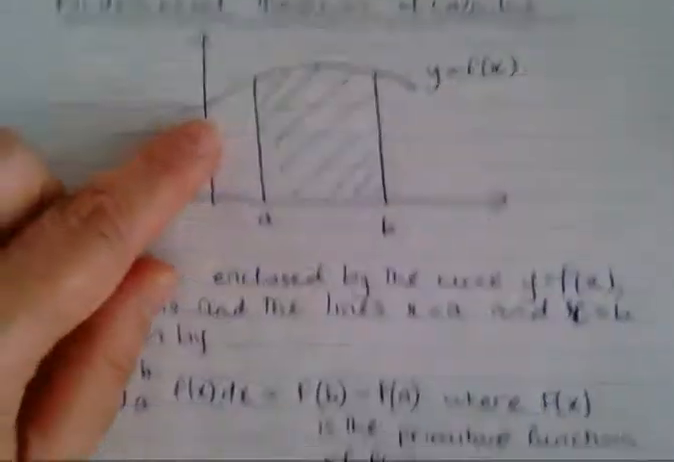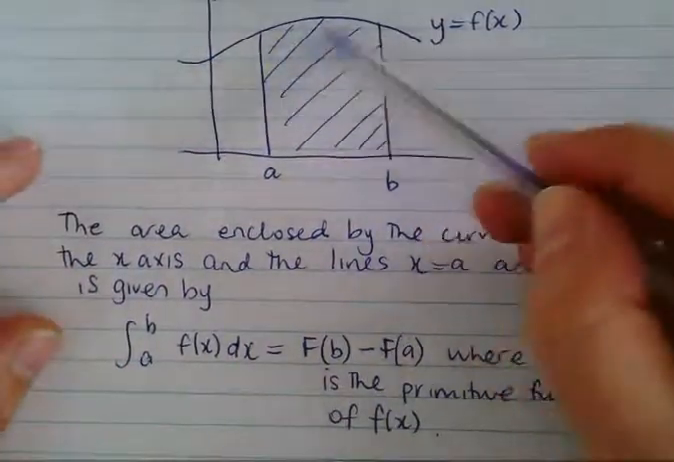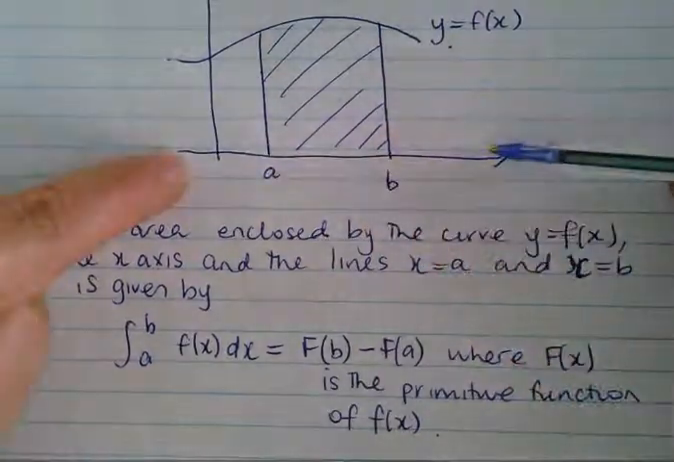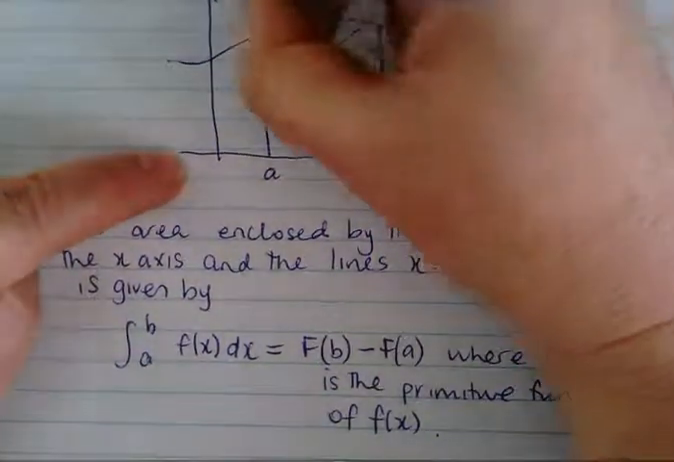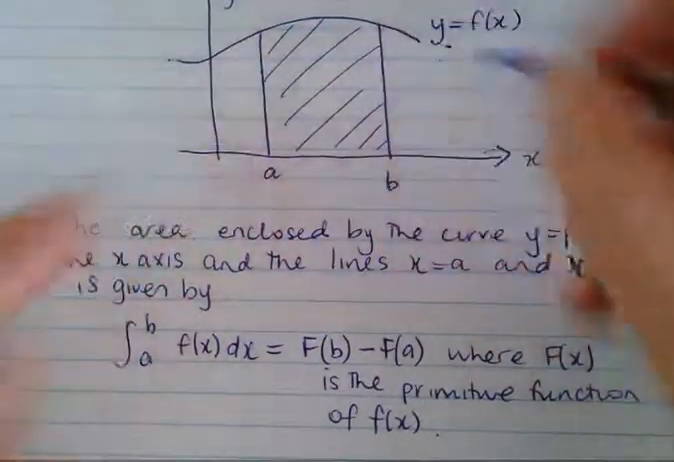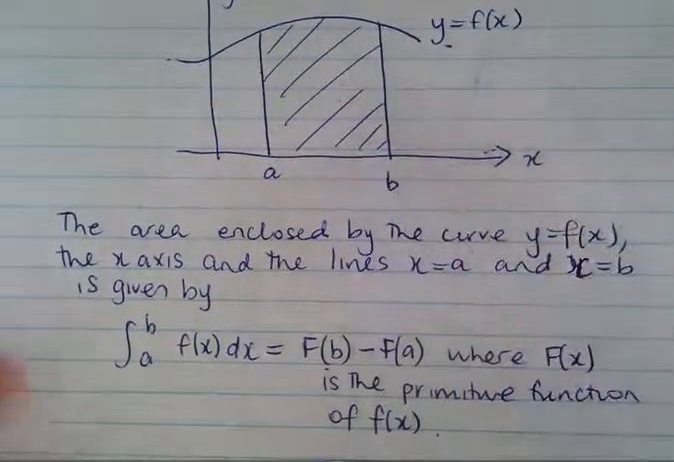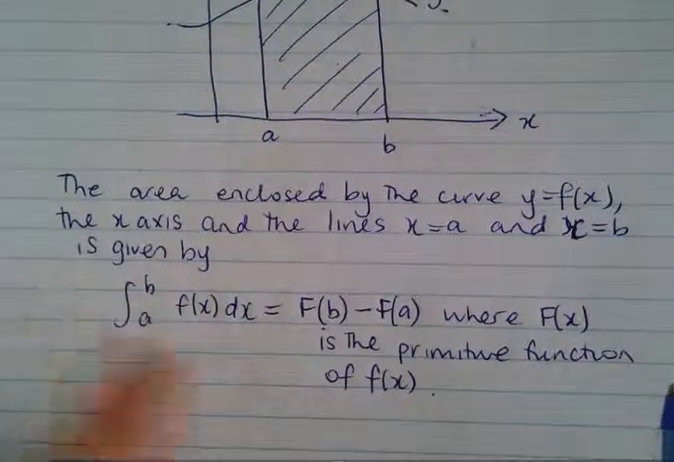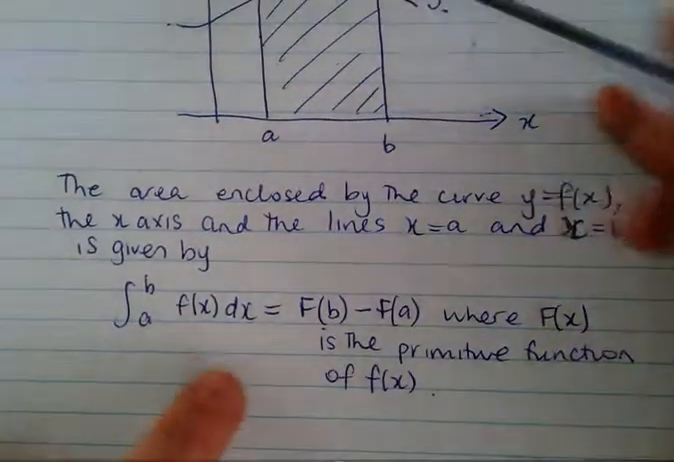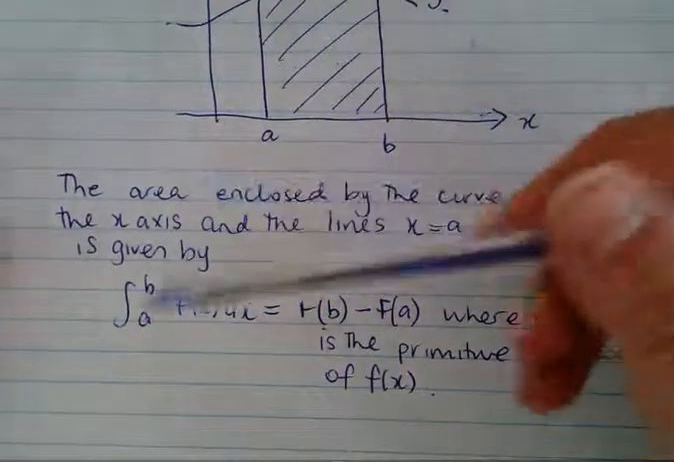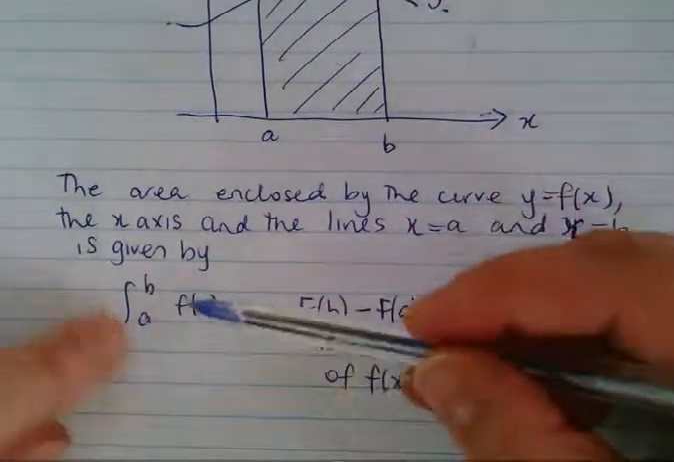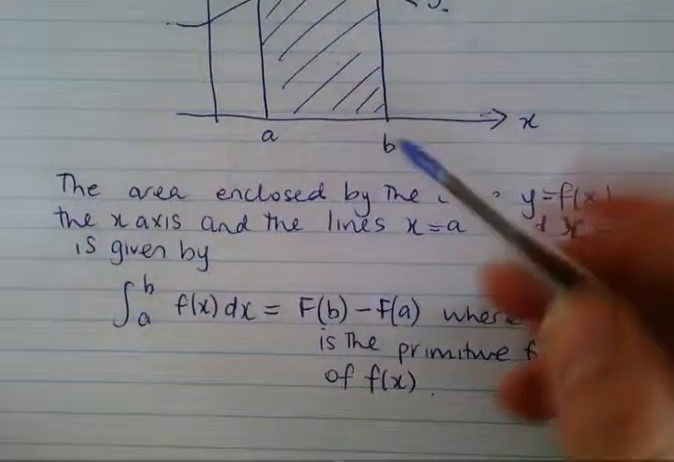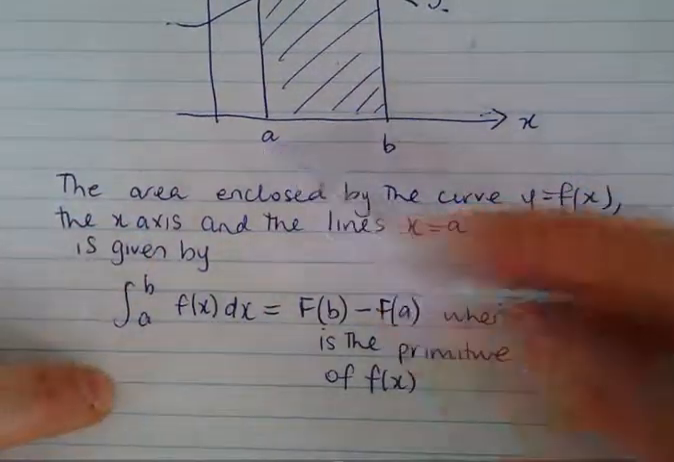So the fundamental theorem of calculus says, if you want the area enclosed by this curve, the x-axis here, and the lines x equals a and x equals b, so if we want this area here, then what we do is we integrate, or we find the primitive function, of this curve. So it's the integral of the function of x between the values of b and a. You always do the higher x value first and then the lower x value.